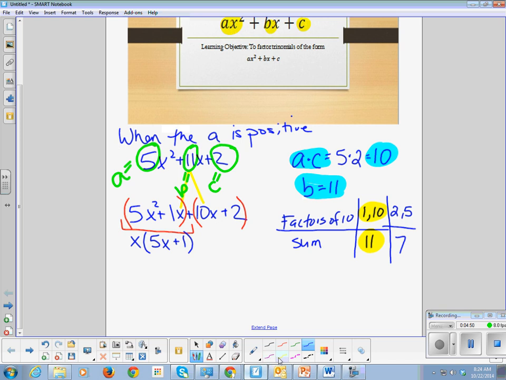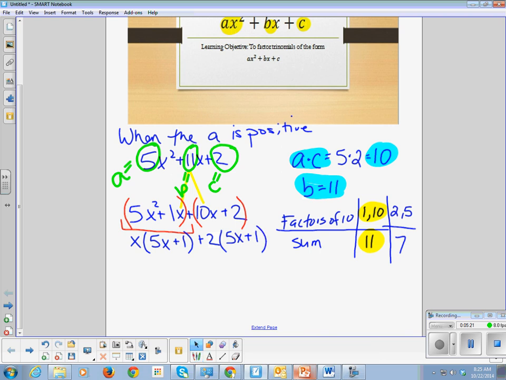All right, we're going to do the same thing with this guy here. 10x plus 2. What item does 10x and 2 have in common? Factor-wise, a 2. So we're going to take that 2 out. What's 10 divided by 2? So 10x divided by 2 is 5x, and 2 divided by 2 is 1.